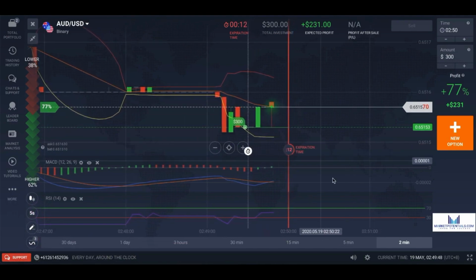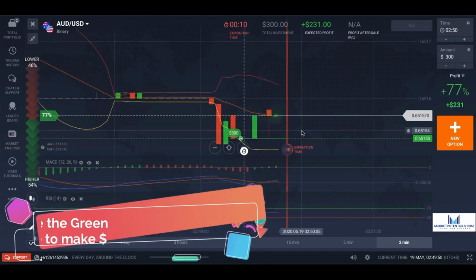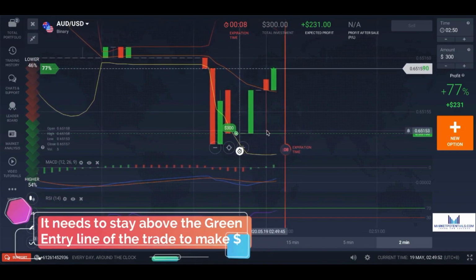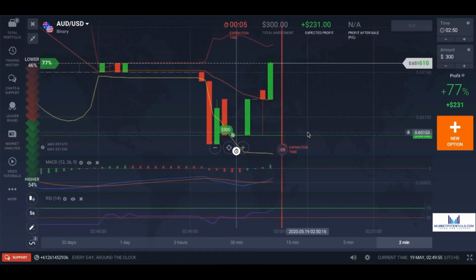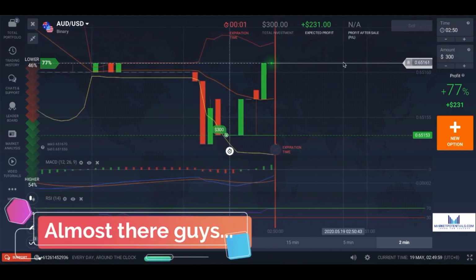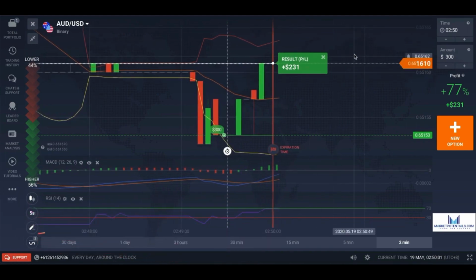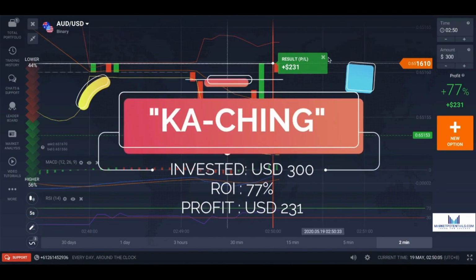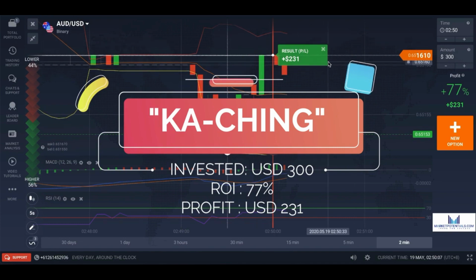Now I just need it to stay above this green line here, which is the entry line, for the next 5 seconds, and I'm in the clear, and $230 is basically mine in profit. Now we're almost there, guys, and there it is. It's in the bank right now. So that's $231 in solid profits booked for just trading for a couple of minutes.